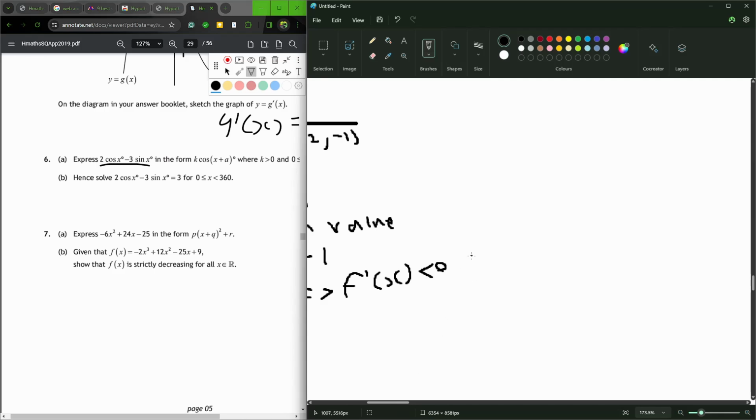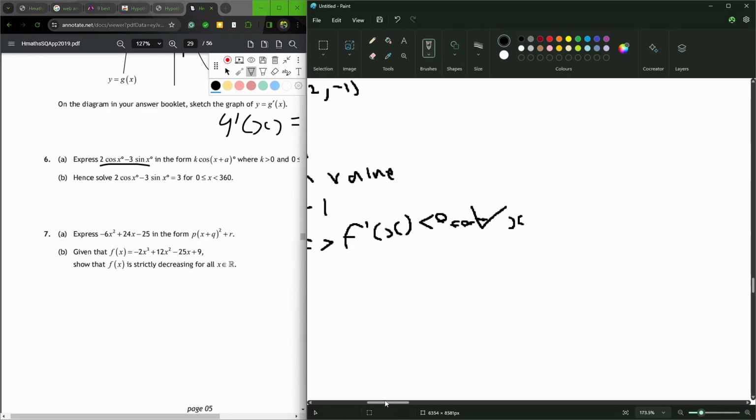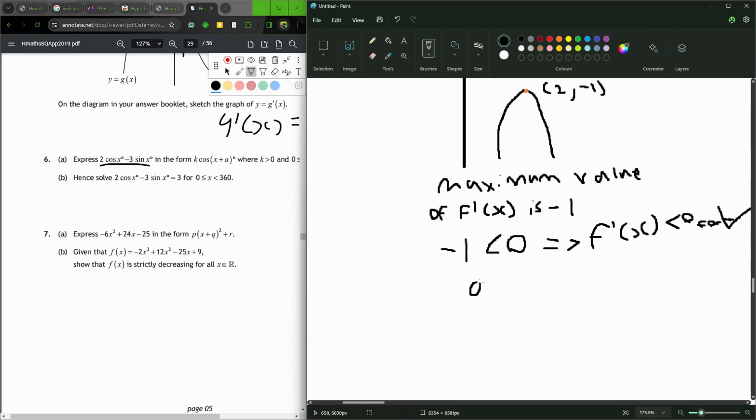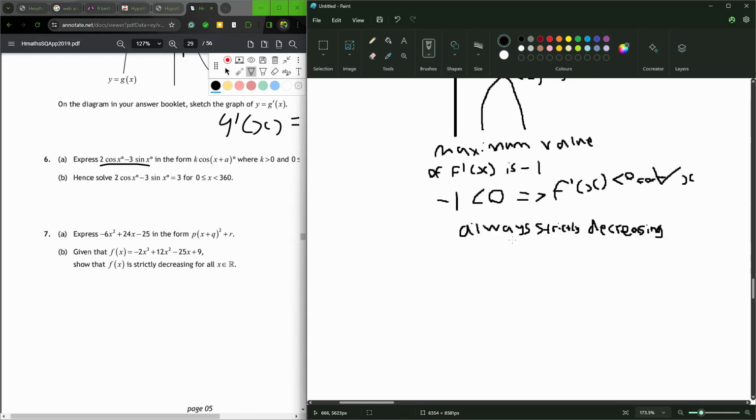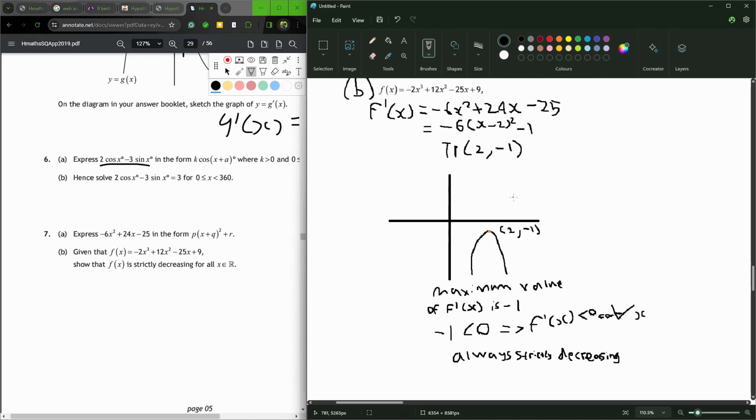Then I'm going to have a symbol here. So this means for all x. So you can put any x in here and this will always be true. So then we just need to tie it back, so we can say it's always strictly decreasing. This does look complicated, but remember you just need to explain the maximum of this is below the x-axis, so it'll never be above 0, and since it's never above 0, it'll always be strictly decreasing. That's basically what this word soup is saying.